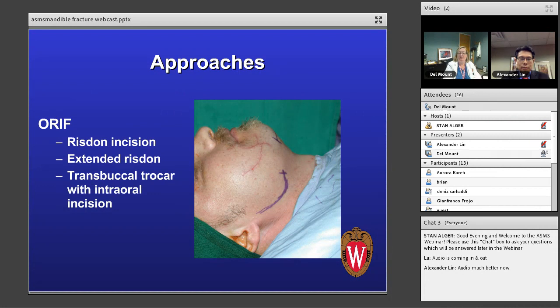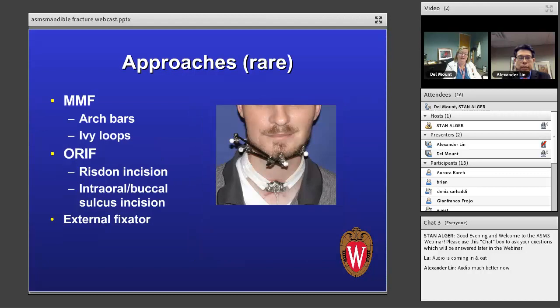A Risdon incision in the neck, or an extended Risdon like this patient has, I would say is a secondary option. I like to do the intraoral incisions with a transbuccal trocar instead. I just think it's easier on the facial nerve and much less likely to cause problems. And then very rarely are you going to have to use things like this. This is a gentleman I took care of that had a large gunshot wound and a big segmental defect that I just needed to keep at length in preparation for a fibular graft.